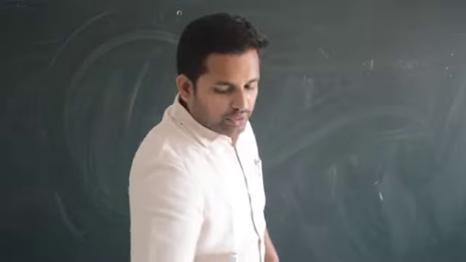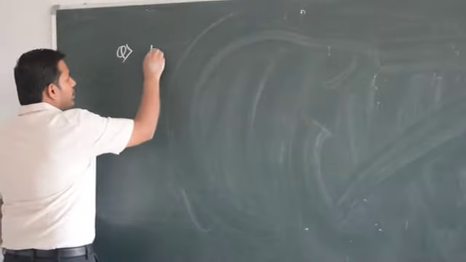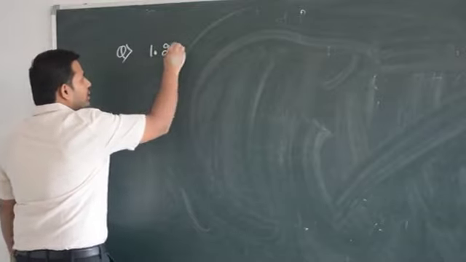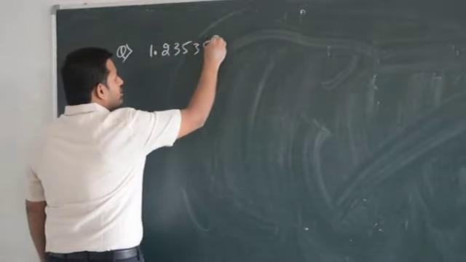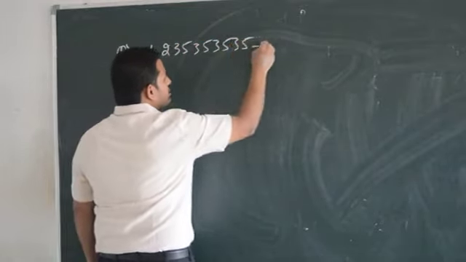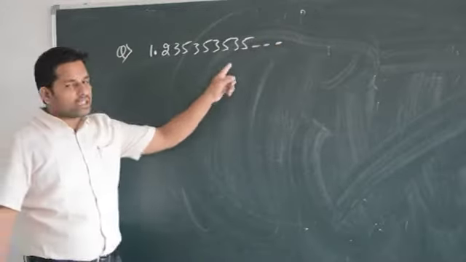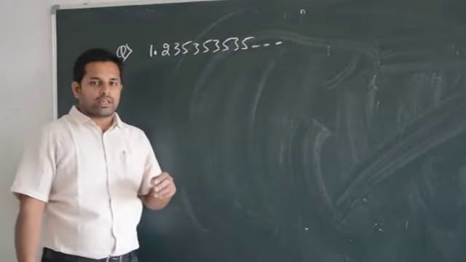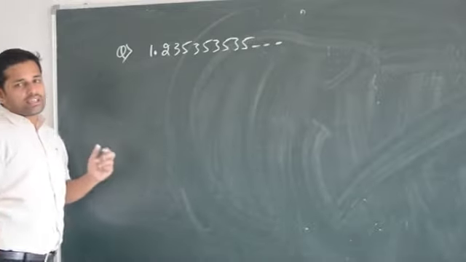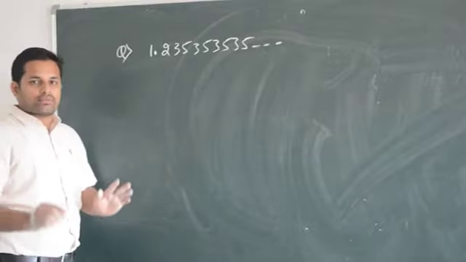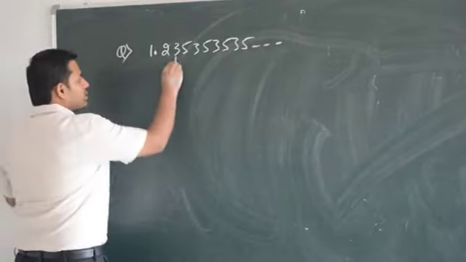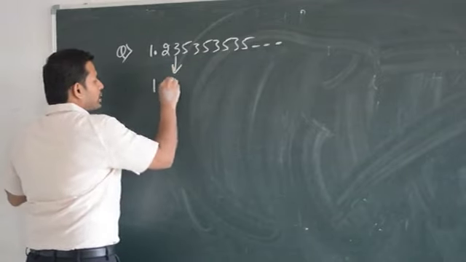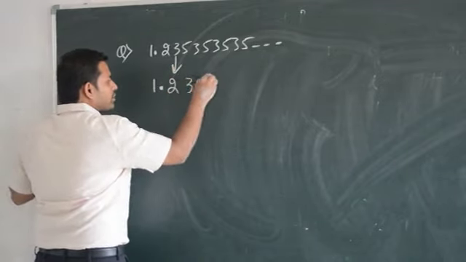Now if they are asking you one question like this. For example, if I write 1.2 3, 5, 3, 5, 3, 5, 3, 5 continuously. Next what comes? 3, 5 only. 3, 5, 3, 5, it will keep on continuing. Is it a rational number or not? Yes. These kinds of numbers are also rational numbers. Now how to write it? It can be written as 1.235 bar.